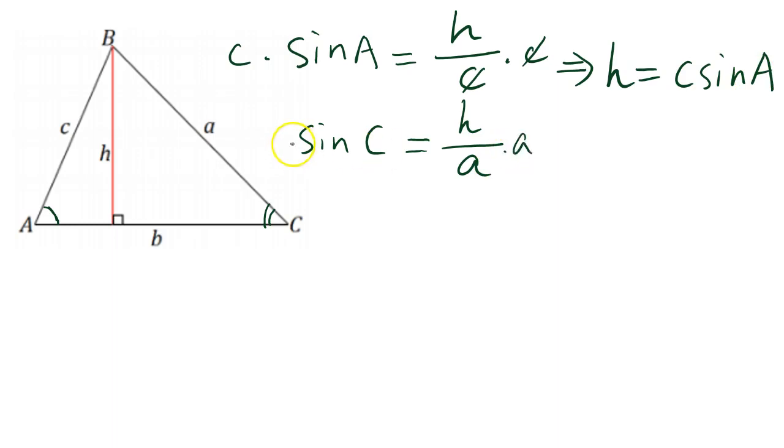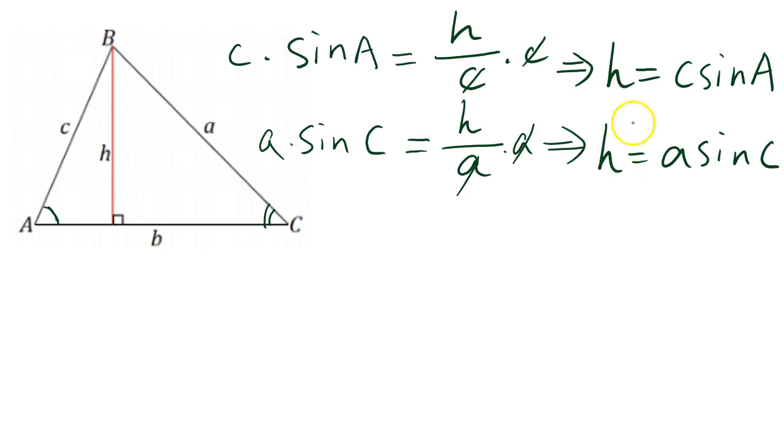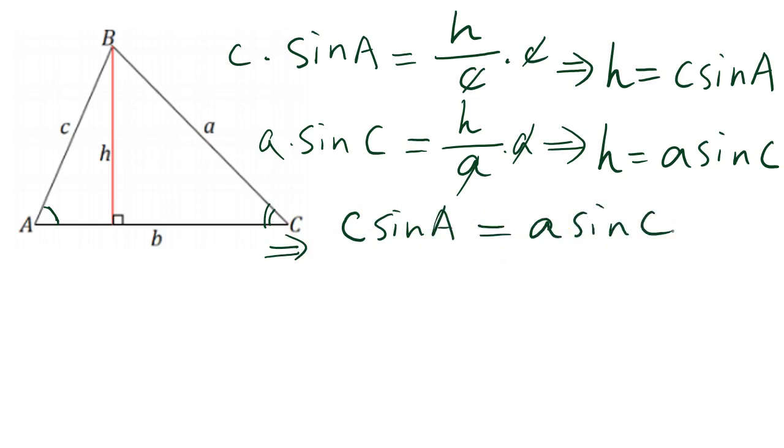I'll do the same thing for this. I'm gonna get H equals A sine C. Okay, now since these two are the same side, these two would also be equal. So I'm gonna write it down over here. I'm gonna have C sine A equals A sine C.